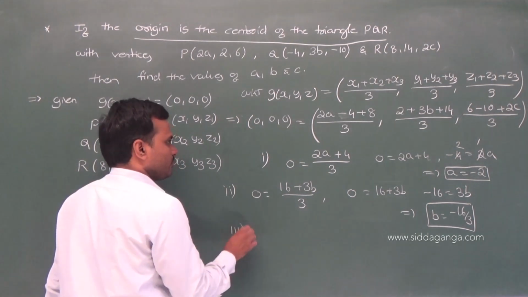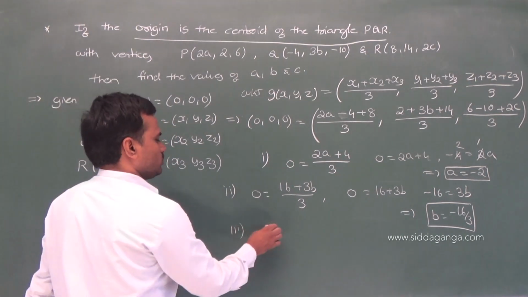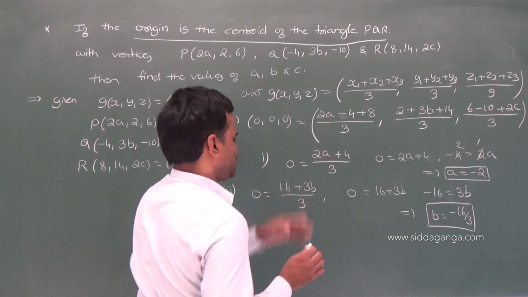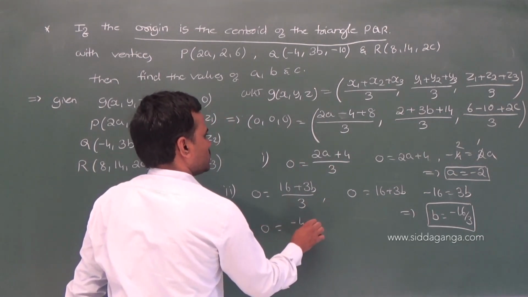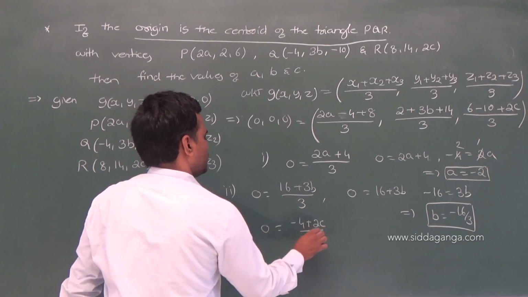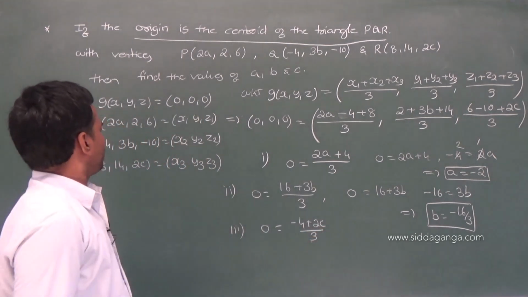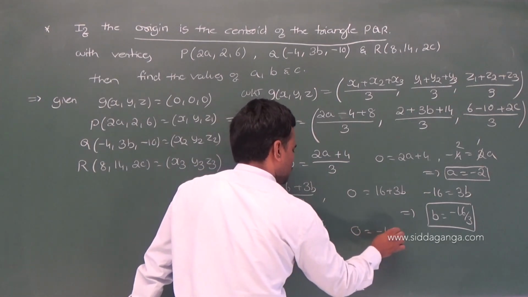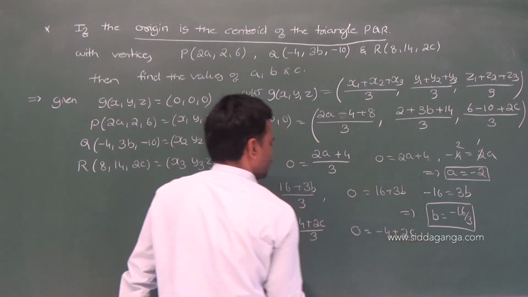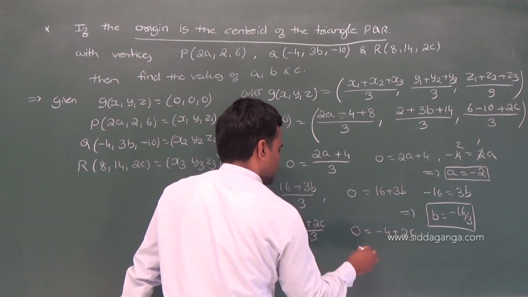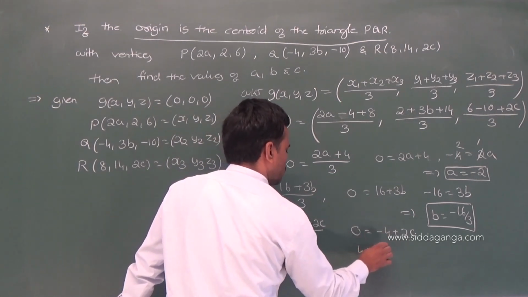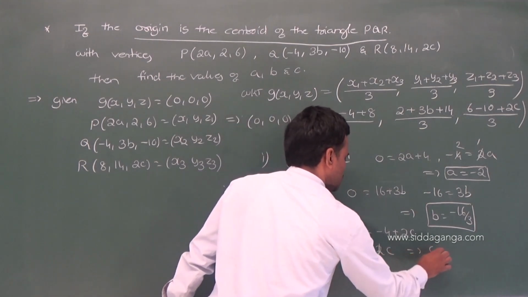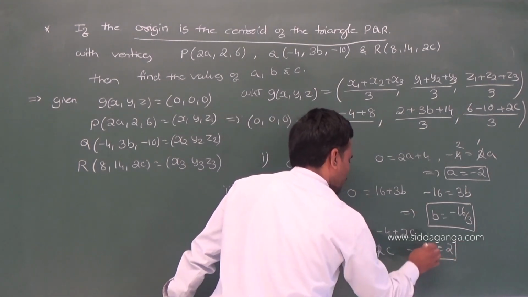Third one, the value of c. So equating z coordinate, 0 is equal to 6 minus 10 minus 4 plus 2c divided by 3, correct? Cross multiplying, 0 is equal to minus 4 plus 2c. Minus 4 from right side to left side, it becomes plus 4. 4 is equal to 2c. 2 ones are 2, 2 twos are 4. That implies c is equal to 2.